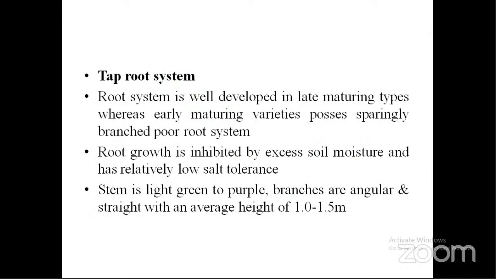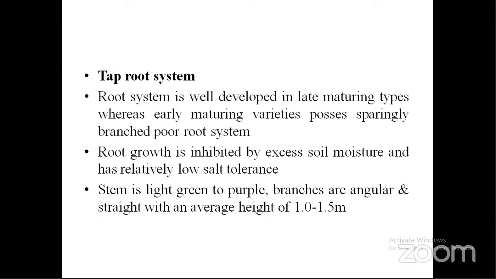This sesame has a taproot system. This root system is very well developed in late maturing types, whereas early maturing varieties possess a sparingly branched, poor root system. As we have already discussed, root growth is inhibited by excess soil moisture, and sesame also has low salt tolerance, and the stem is light green to purple. Branches are angular, straight, and average height is 1 to 1.5 meters.